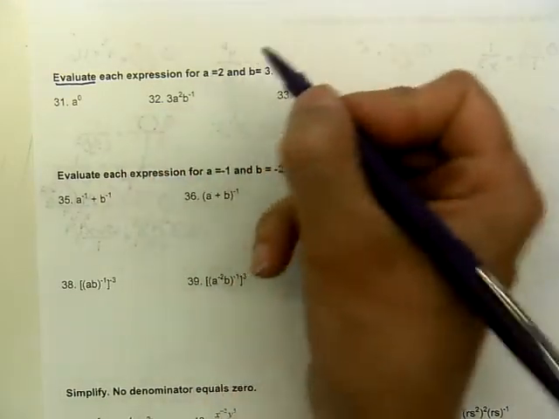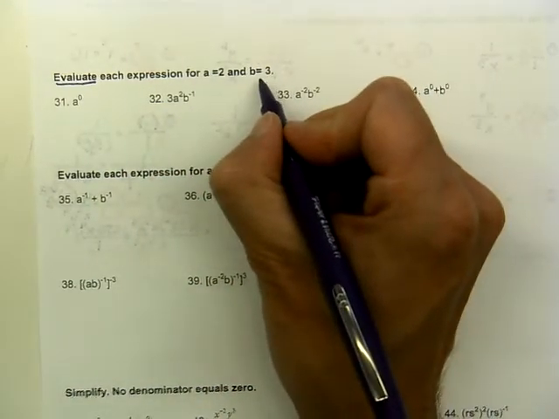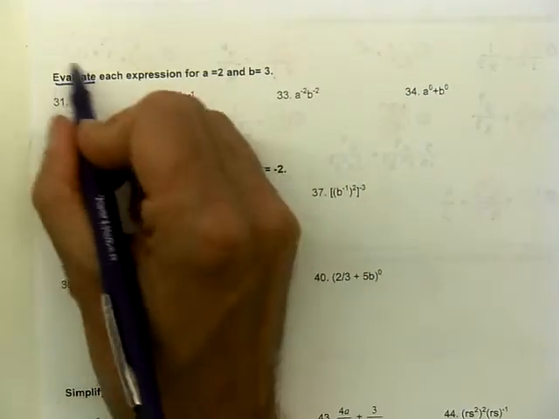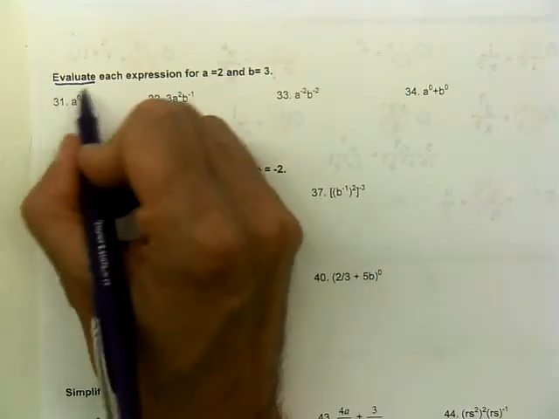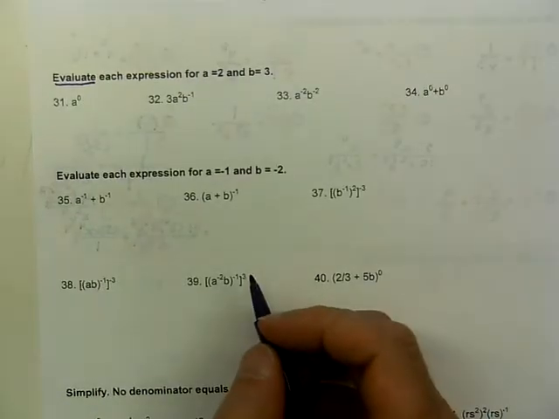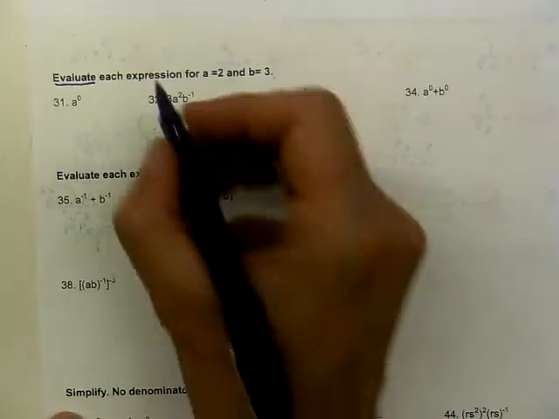We're going to plug 2 in for a and 3 in for b, and then when we simplify it, we will get a numerical result. We'll get a number for an answer. That's what evaluate means. So let's take a look at some of these.